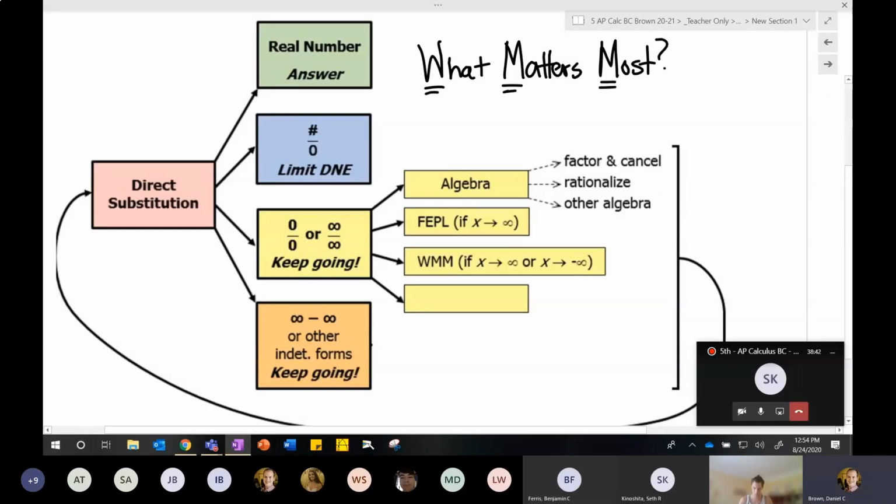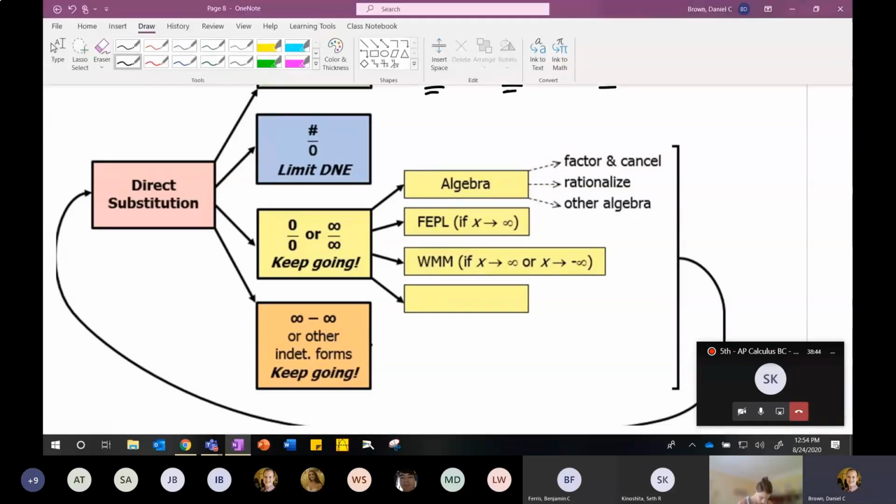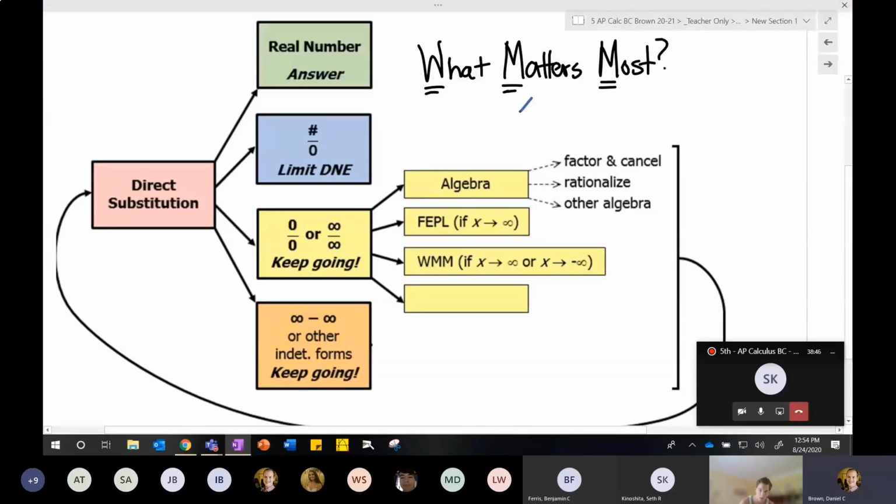So that's where WWMM comes from. It's useful when you have x going towards plus or minus infinity, so it does work for both of them. It's also the one you want to use when you have more than one term, because what matters most is going to allow you to simplify the problem and only care about what matters most when you're at infinity.